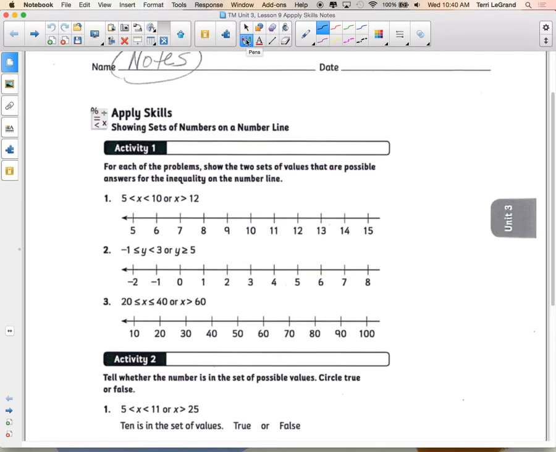Our learning goal, let's go over here. Our learning goal today states, Danny, are you with me? Celia, are you with me? Okay. I can graph more than one set of values on a number line.